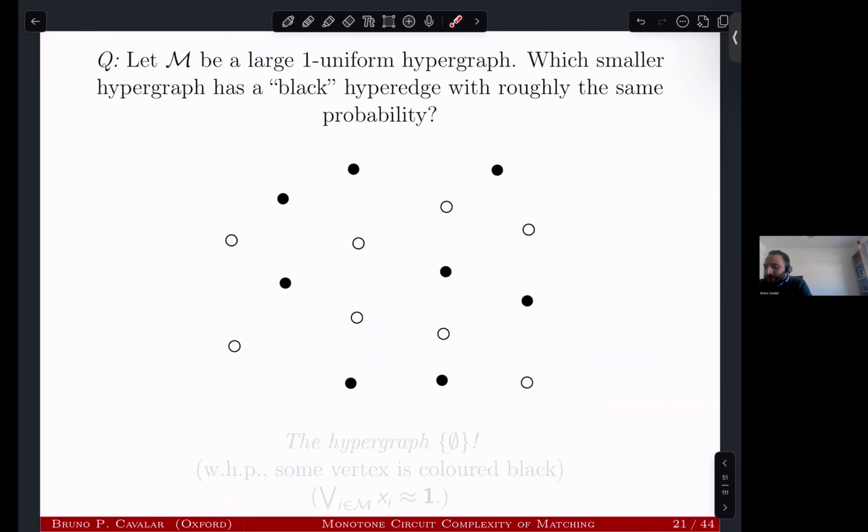So suppose that, just to begin with, you have a very large one-uniform hypergraph. So your hyperedges are just a subset of the vertices. Which smaller hypergraph has a black hyperedge with roughly the same probability as the original hypergraph?